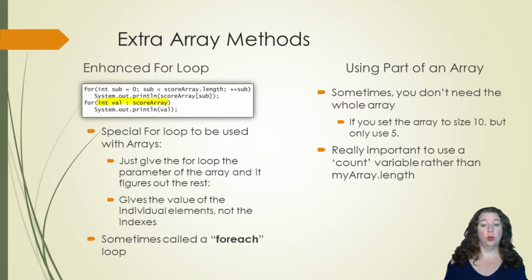Sometimes you don't need the whole array. So if you set the array to a size 10 and only use 5, it's important, if your situation is like that, that rather than using your length, you would use your count. So you would count as you're adding items to the array. Sometimes people will create an array that is 20 and only use up 4 or 5 spaces and then try to do an average. Remember, the default values are going to be zeros or nulls. So trying to do an average where 16 of the 20 are 0 is going to throw off your numbers. So be aware, when you only use part of your array, you need to keep a count of how much of your array you've filled.